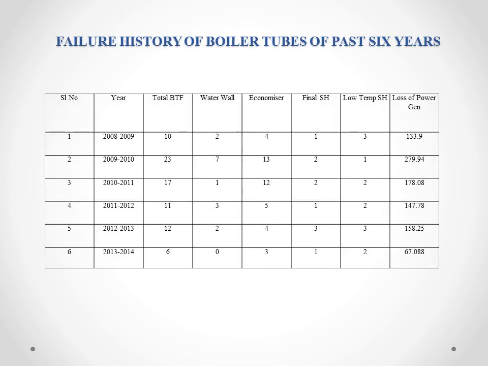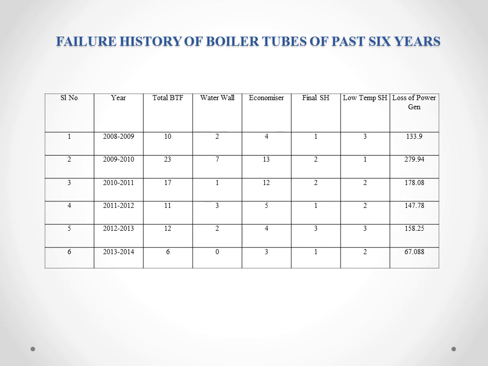Failure history of boiler tubes for the past 6 years. The table shows the data collected from North Chennai Thermal Power Station for the last 6 years. During the year 2008 to 2009, the total boiler tube failures are 10. In the water wall, there are 2 failures. In the economizer, there are 4 failures. In the final superheater, there is 1 failure. In the low temperature superheater, there are 3 failures. And the total loss of power generation is 133.9 million units.